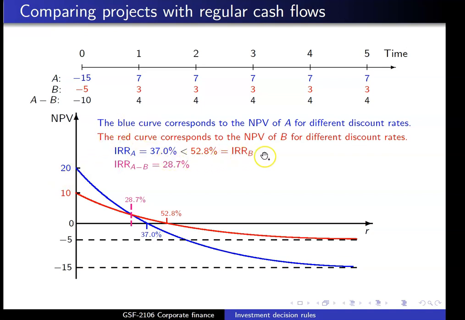When we compute the internal rate of return of the difference between A and B, we obtain 28.7%. That has to be smaller because the two NPV curves cross before the internal rate of return of project A. The internal rate of return of A minus B has to be smaller than the internal rate of return of A, which is smaller than the internal rate of return of project B. So this is an example of how to use and when to use the incremental cash flow method.